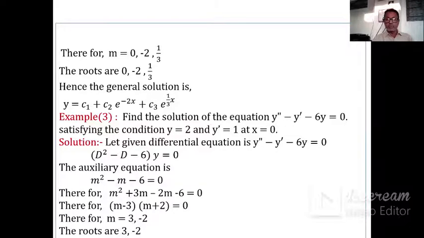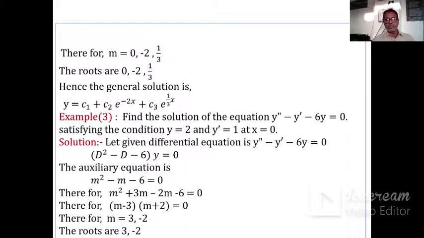Therefore, the general solution of the given differential equation is y = c1 e^(3x) + c2 e^(−2x). We complete the first part of the solution. Now we want to see the second part, meaning we want to obtain the particular solution from this general solution which satisfies the given conditions.